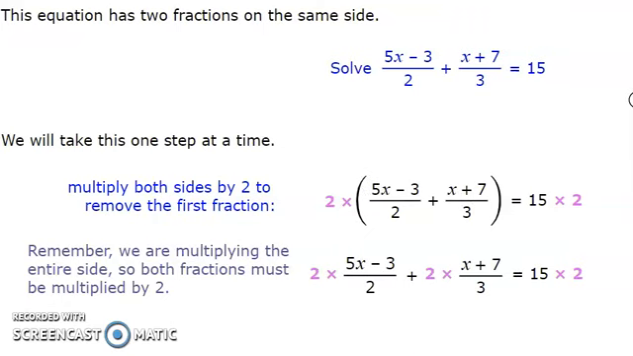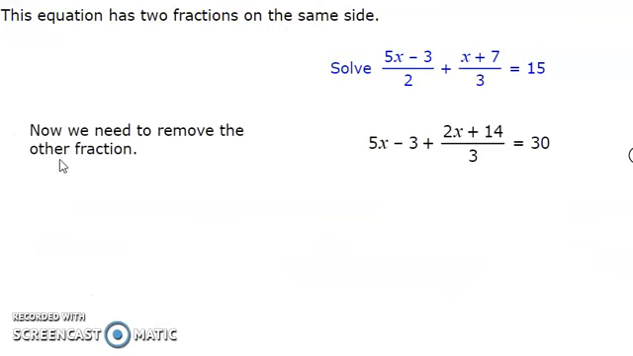Then moving to the next step, this 2 and these 2 get cancelled. You are left with 5x minus 3 here, and here it is 2, so you will multiply the numerator x plus 7 by 2, so that gives you 2x plus 14 divided by 3, and on the right hand side 15 times 2 gives you 30.